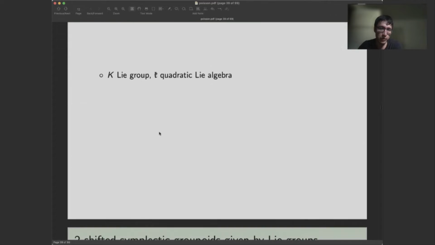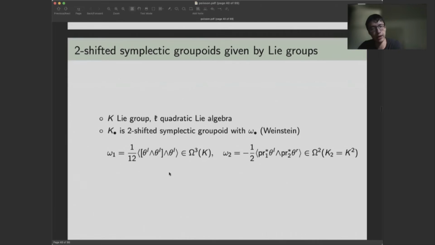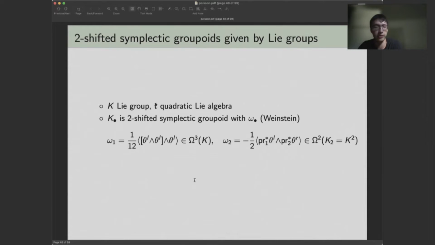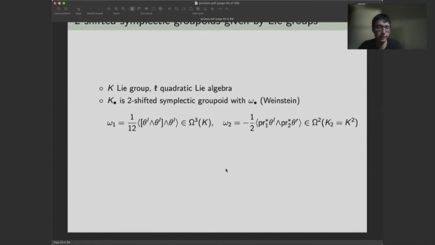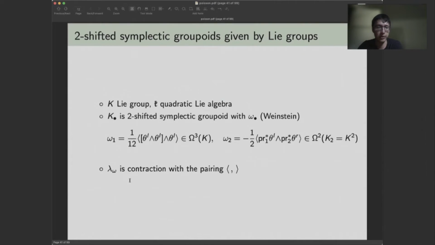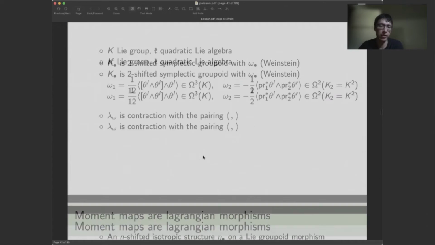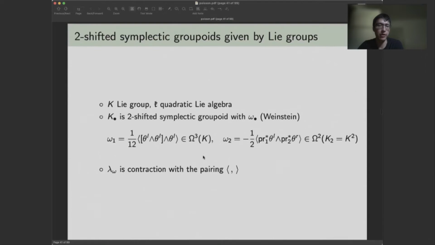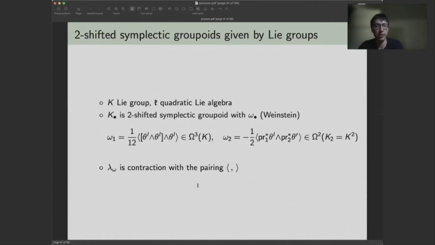If we have a Lie group with a quadratic Lie algebra, there is a very nice description of a two-shifted symplectic two-form associated to it, which is given by this form. This is the Cartan three-form, and this term is the leading term of the two-shifted symplectic form. The non-degeneracy of the structure is controlled by this omega two that lives on the product of the group with itself. In this case, the infinitesimal two-form associated to this two-shifted symplectic form is just a pairing in the quadratic Lie algebra.